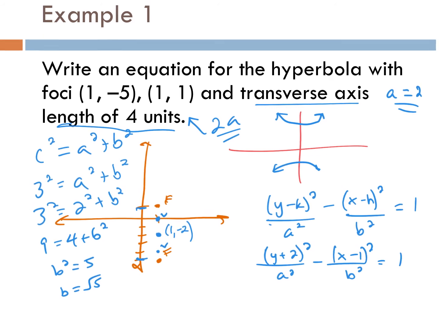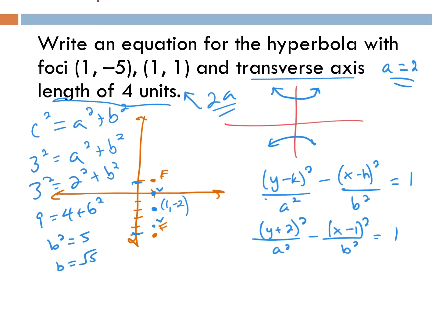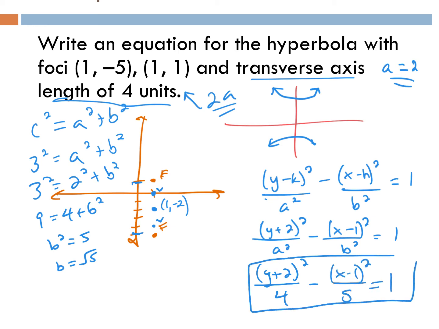So if I put everything together now, I know what my center is. My a value is 2, so it's going to be 4 on the bottom. And if your b value is square root of 5, when I square that, that just ends up being 5 on the bottom. And so this ends up being the standard form of that hyperbola, given that situation.